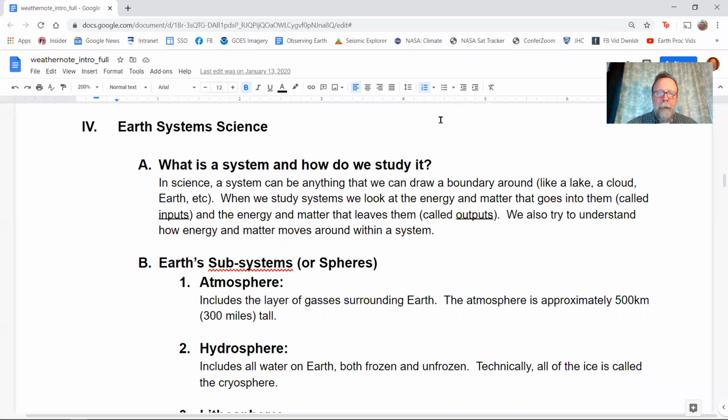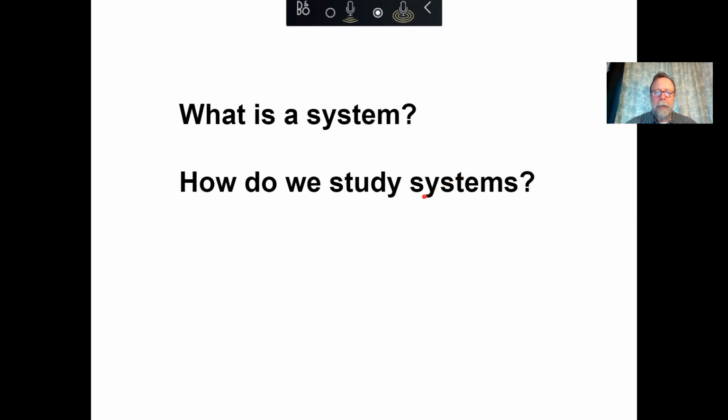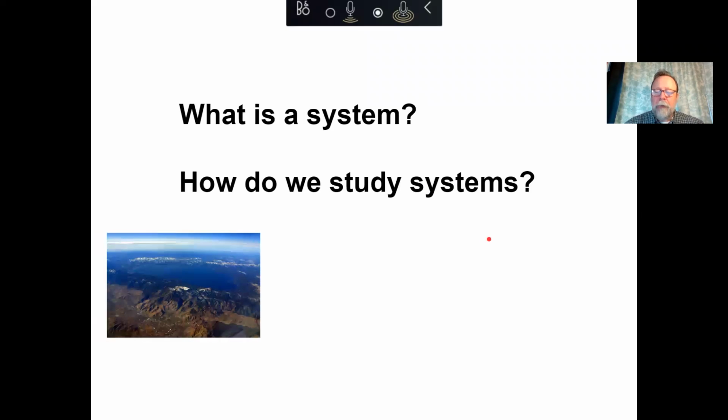So in your notes, again, that you have access to, my first questions are, what is a system and how do we study it? Well, first of all, in nature, really, a system is virtually anything that you can draw a line around. So I often use Lake Tahoe with my students, even though that's not specifically weather related, as an example of a system. It's very clear what defines Lake Tahoe, that big dent in Earth filled up with water.